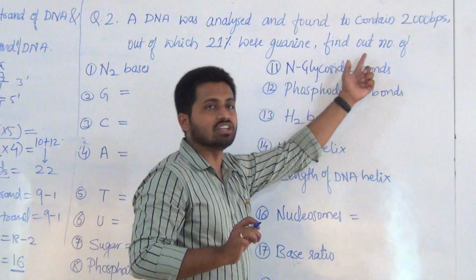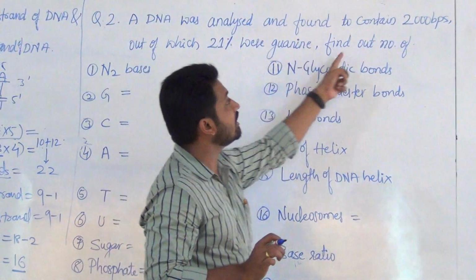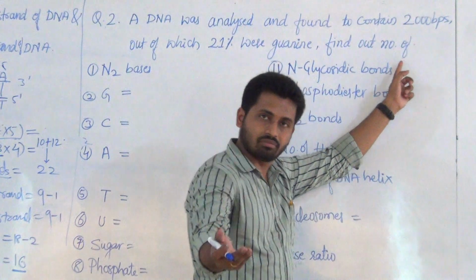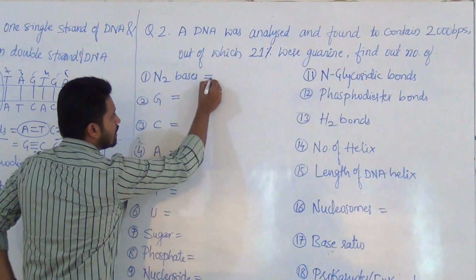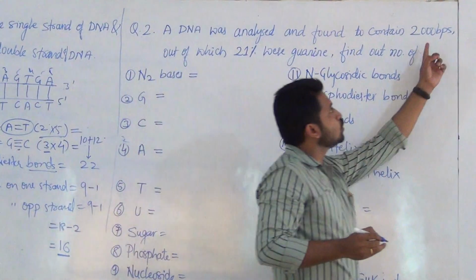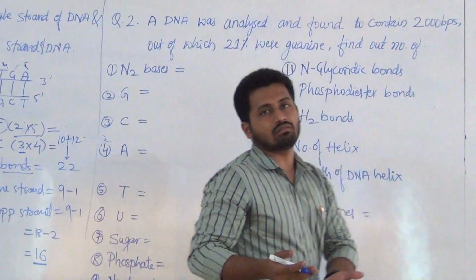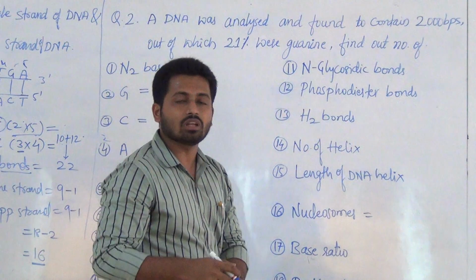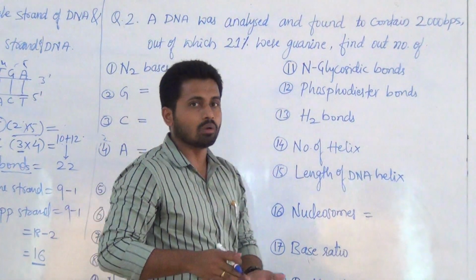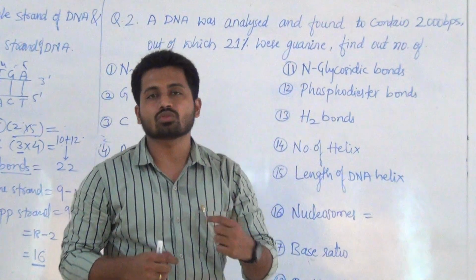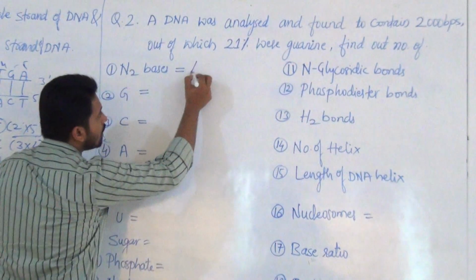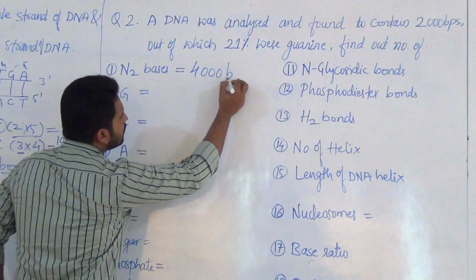And what about the others? When guanine was 21%, find out the number of what we are going to find out? Nitrogen bases. Remember, 2000 base pairs when present, how many bases will be there? That is into 2. Base pairs in the sense, one strand 2000, other strand 2000. That is total 4000 bases.